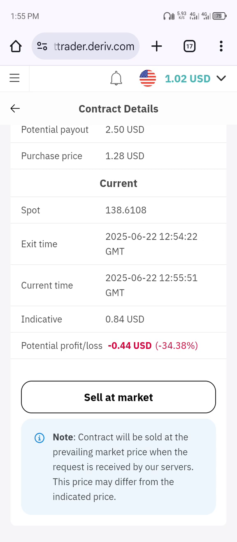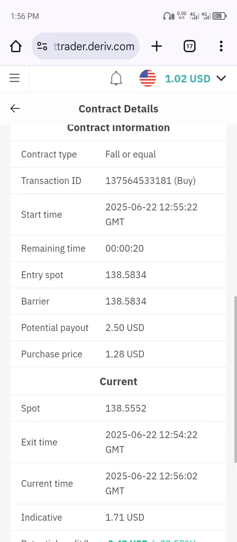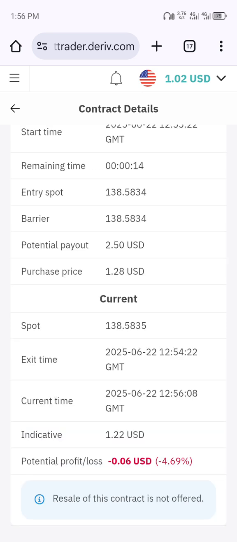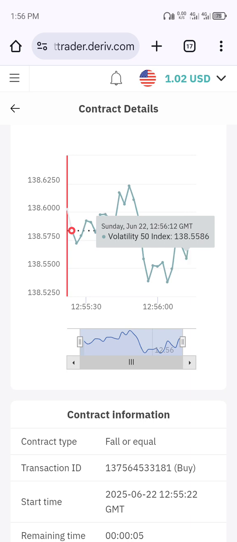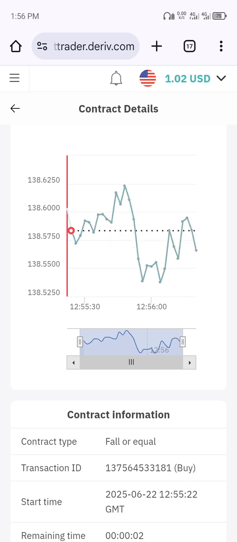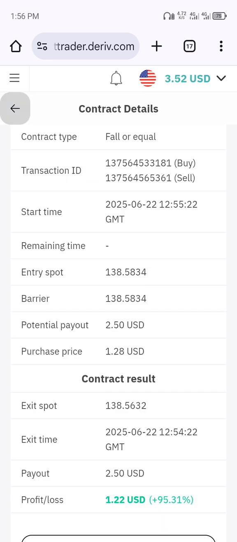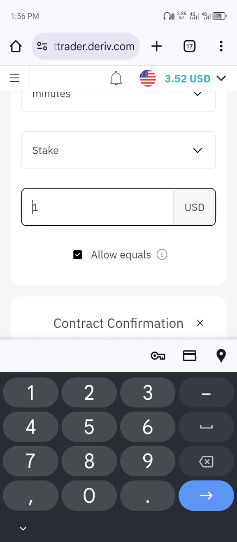Oh, it's going in our favor now. I see 90 cents. Oh, it's beyond our control. We have to wait for it to finish. It ends in our favor. That means we have recovered fully. So we return to the start, which is 35 cents.